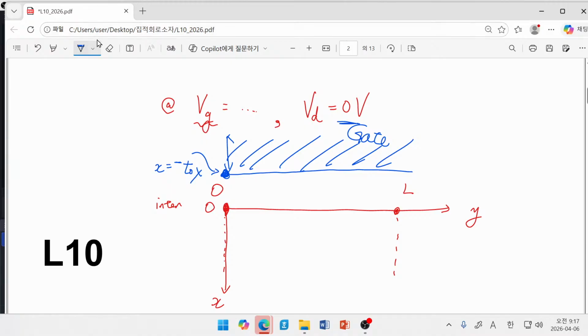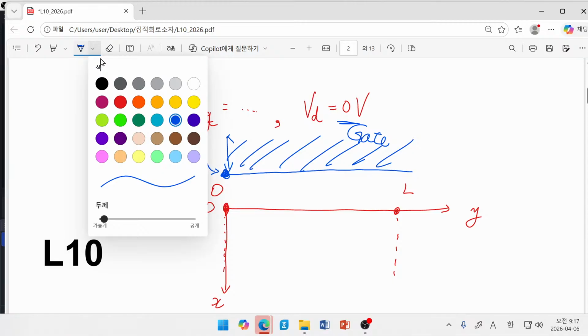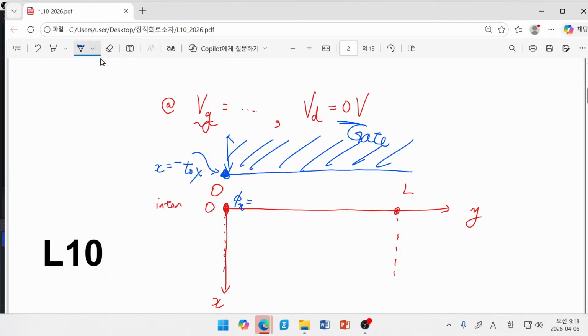In this case, phi n equals what? Just 0 volt. Please try to answer my question: what will be the value of phi n? Its value will also be 0 volt. Two boundary values are set to be 0. Then my question is, do we have any chance to have variation of this quasi-Fermi potential? For example, let me just say your phi n looks like this. If that is the case, then what will happen?